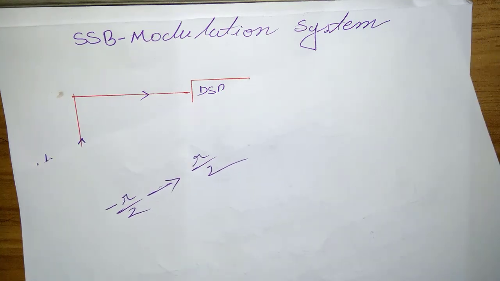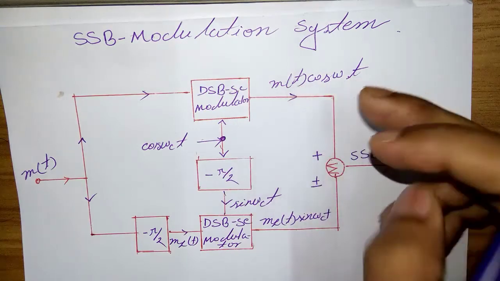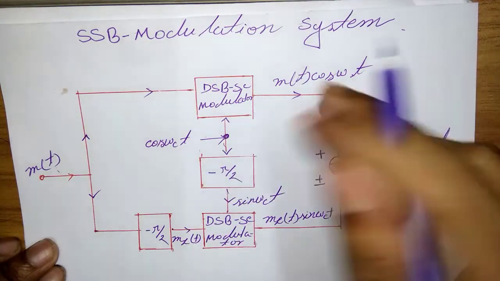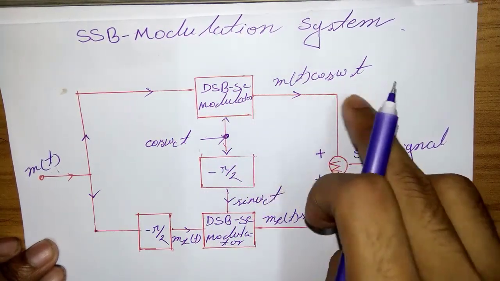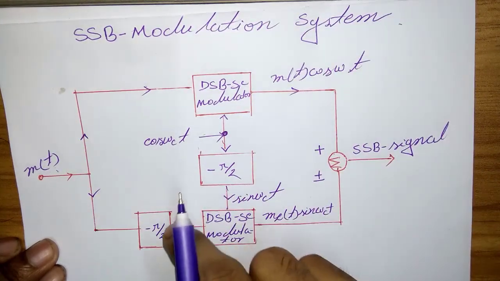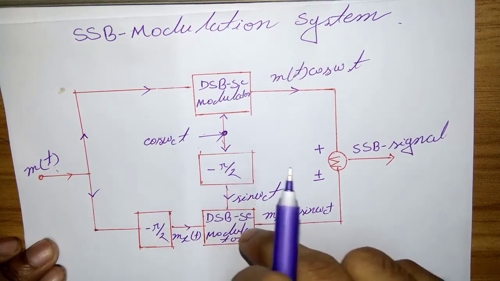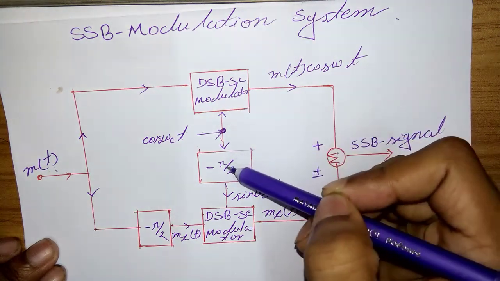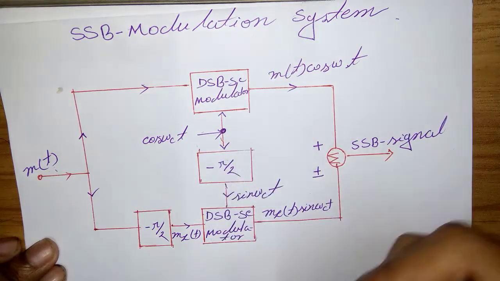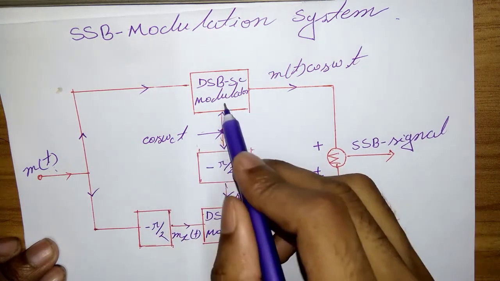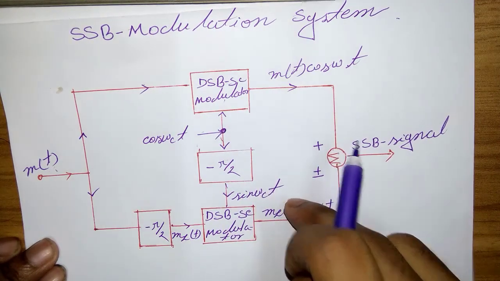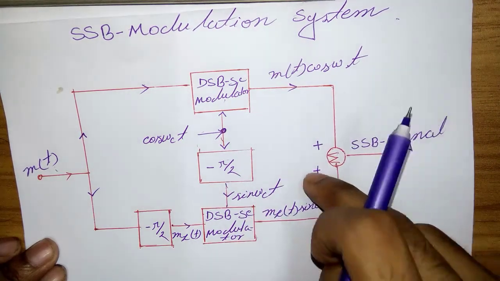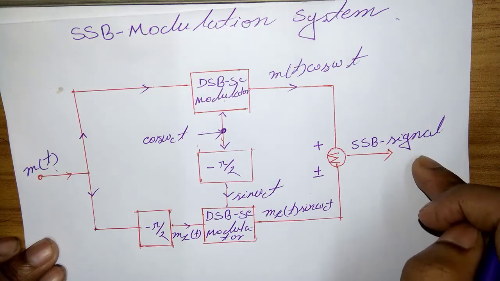origin. Here is the SSB AC modulation system, where the message signal is passed through the DSB AC modulation, and after that it is m of t cos omega ct with the phase shifting. After the phase it is mixed with the DSB AC modulator system. Here the phase is minus pi by 2, which shifts the phase of cos omega ct, and here it is sin omega ct. That's the positive phase shifting, and it will be positive and negative both phase shifting for the SSB signal.